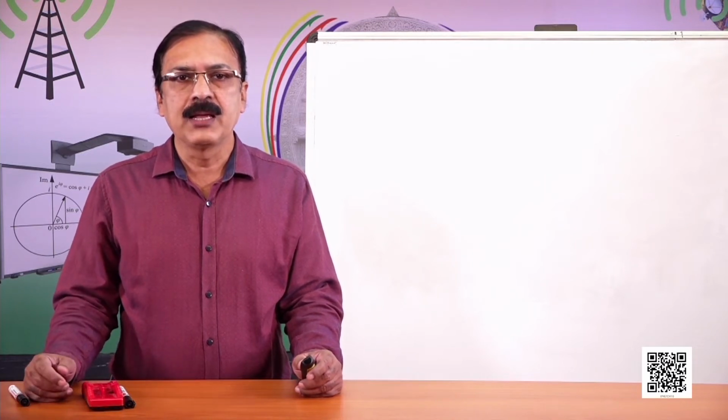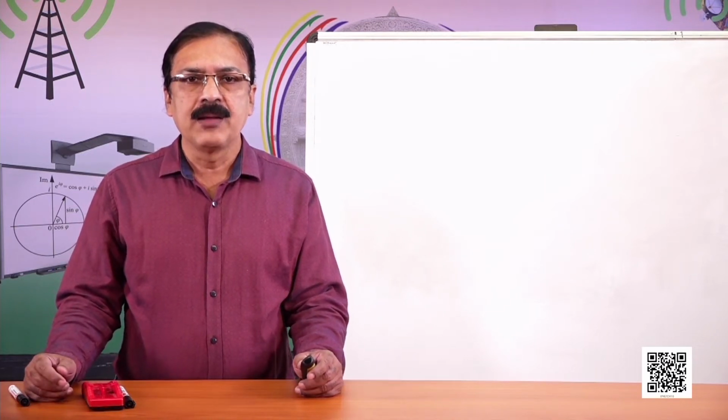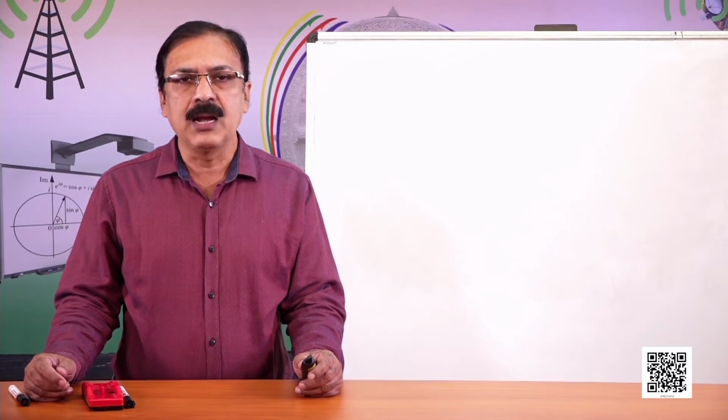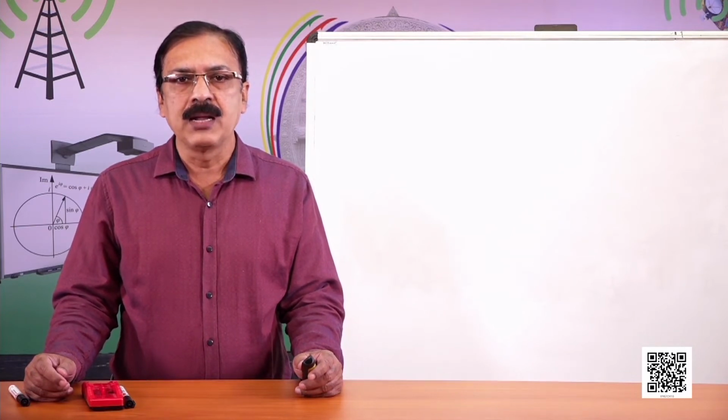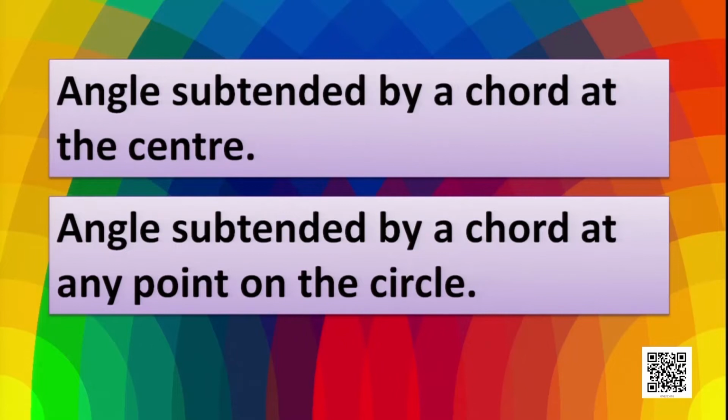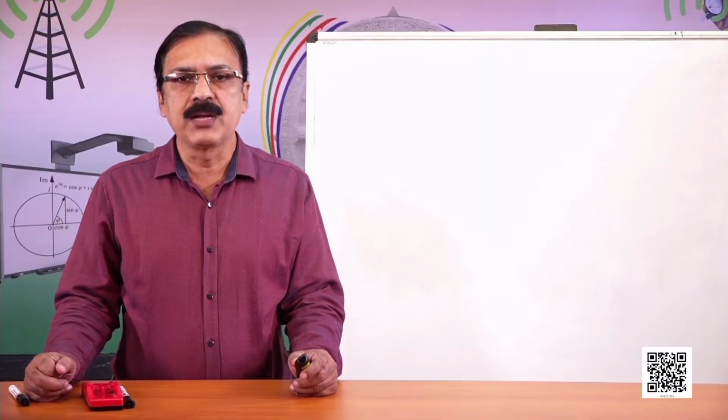Today we are going to discuss some more terms like angle subtended by a chord at the center and angle subtended by a chord at any point on the circle. So let's try to understand what do we mean by angle subtended by a line. So let's look at this figure.